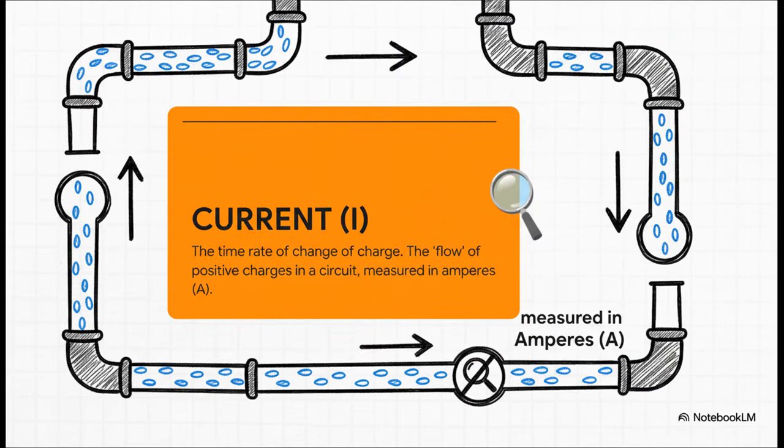Okay, next up, current. So if voltage is the pressure, then current is the actual flow rate of the water. It's a measure of how much water, or in our case, how much electrical charge is actually moving past a single point in that pipe every single second. We measure this in something called amperes, or just amps for short.